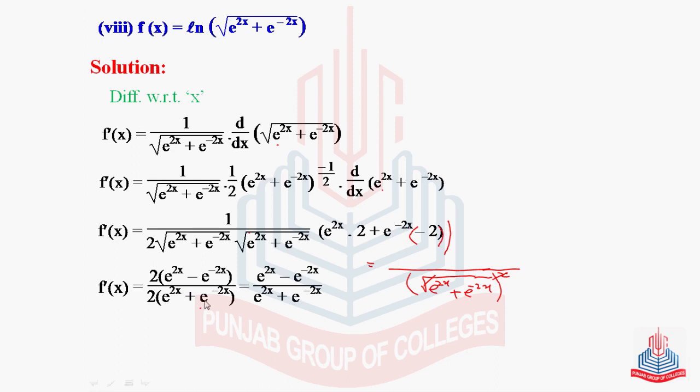We have 2 square root function. So taking square, that will be cancelled out. We have just e^{2x} plus e raised to the power minus 2x. Now 2 will be cancelled out. We have just e^{2x} minus e raised to the power minus 2x divided by e^{2x} plus e raised to the power minus 2x, which is our required result.